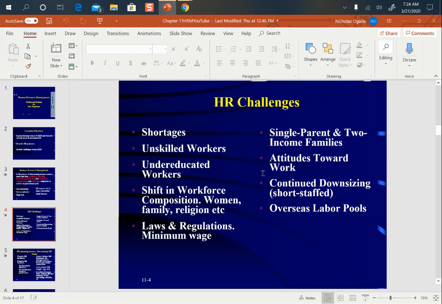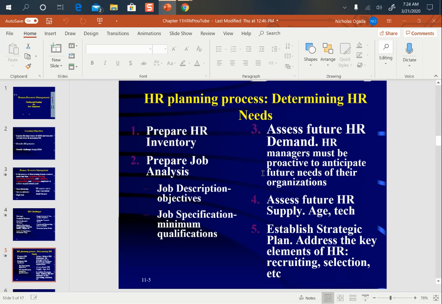We have also seen overseas labor pools. Again, that's where low wage becomes either an advantage to the company in terms of cost, but it also creates unemployment for other individuals in other sectors. So all in all, that challenges human resource management. So if you're an HR manager, the goal you're trying to achieve is to ensure that you undertake the HR processes and at the same time minimize some of these challenges.